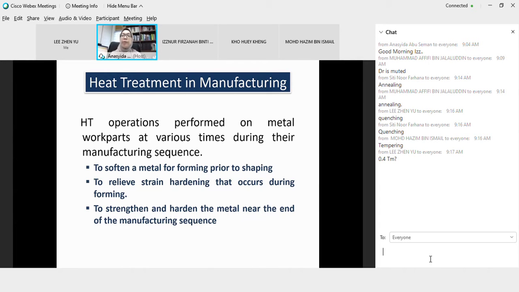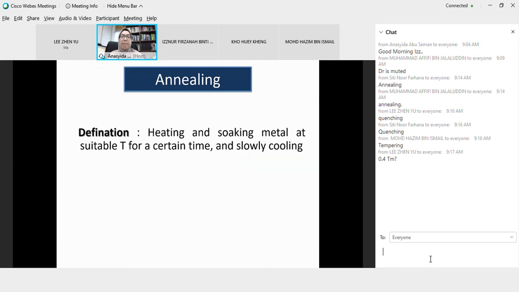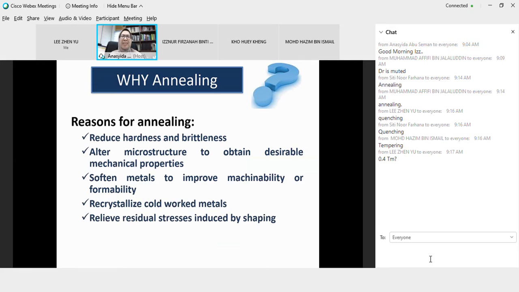Okay, good, Zenyu. Okay. All right, cool. So some books name it as 0.3 to 0.4. It depends on the type of material. If let's say pure metal, so definitely dia perlukan high temperature as compared to low alloying. Okay. So this is basically, I won't go into details on this. All right. So this is some of the reason for annealing.